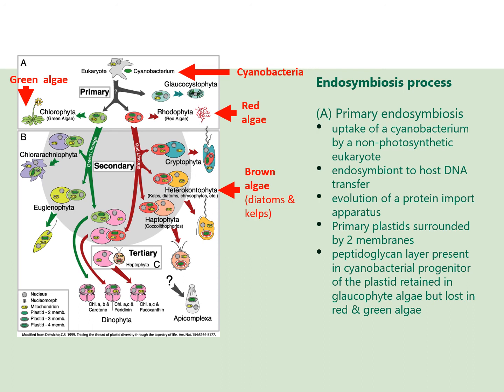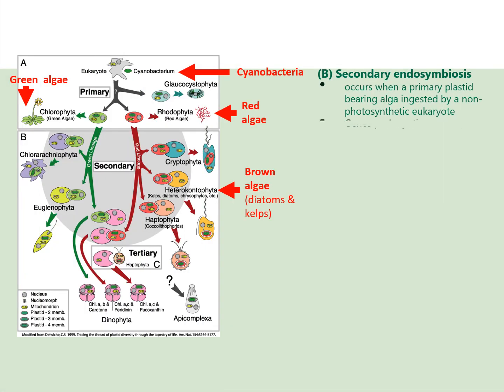For the primary endosymbiosis, this process involved the uptake of cyanobacteria by a non-photosynthetic eukaryote. The process involved endosymbiont to host DNA transfer and the evolution of a protein import apparatus. These primary plastids are surrounded by two membranes, and the peptidoglycan layer present in the cyanobacteria progenitor of the plastid has been retained in glaucophyte algae but was lost in the red and green algae.